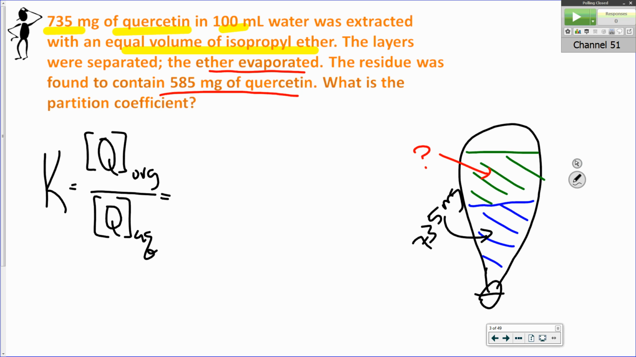mass. If I had 735 originally, and 585 went to the organic, this is the ether phase, how much is left in the aqueous phase? So there's 150 milligrams left.